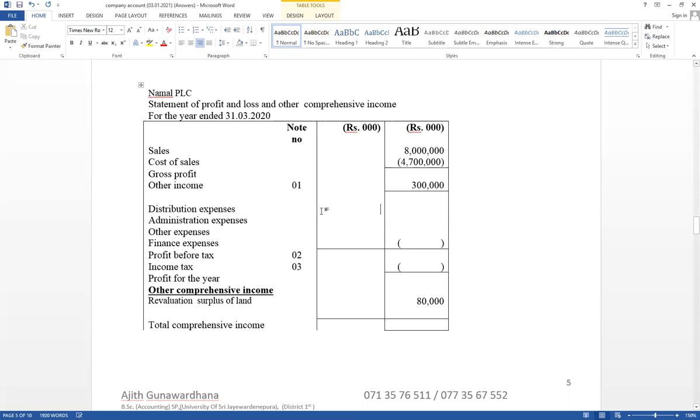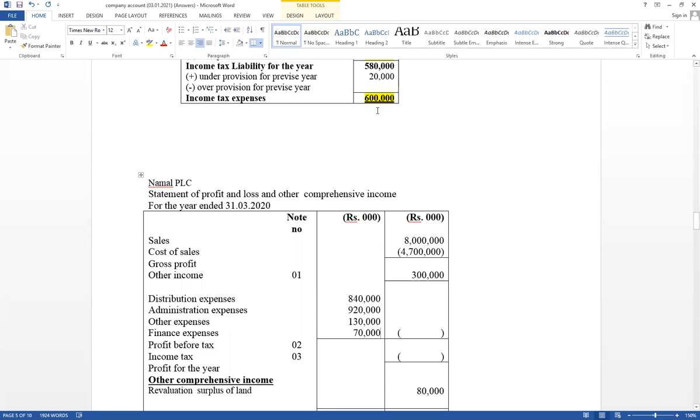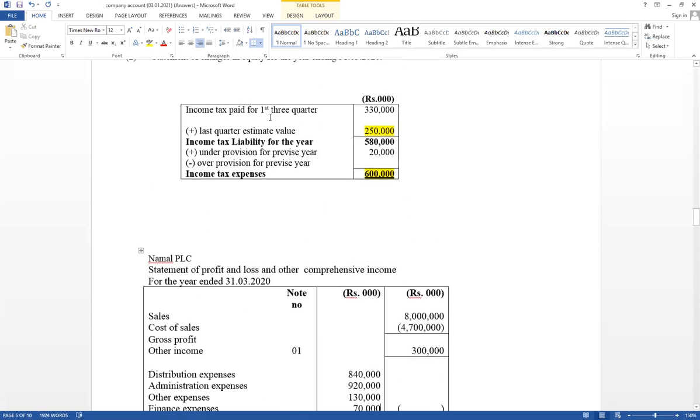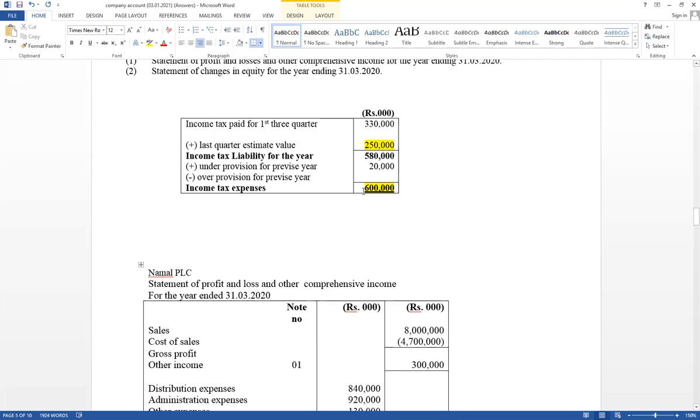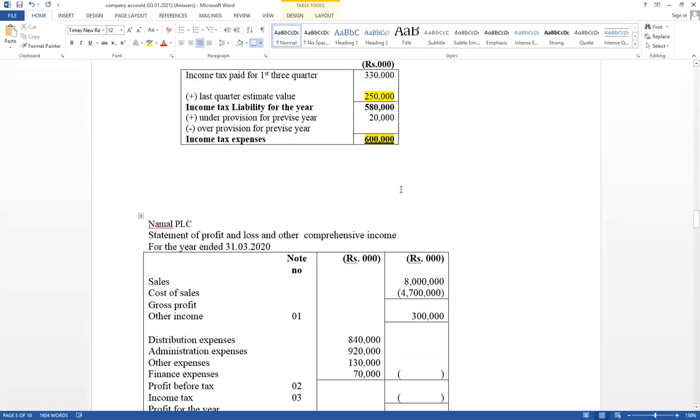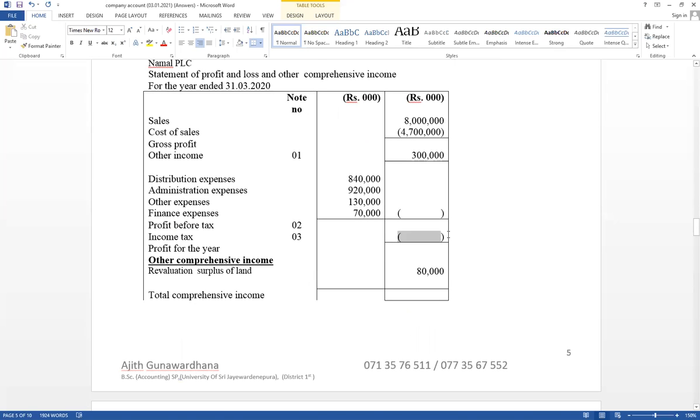Expenses should be included in the first column. Distribution expense 840,000. Those are available in the trial balance. And administration 920,000. Other expenses given 130,000. Finance expense equal 70,000. Income tax already calculated. That value should be included here. Income tax adjustment we have discussed 600,000. It has available note number. You have to prepare a separate note for that 600,000. Therefore, that value should be included in the income statement as income tax within brackets. Last column.